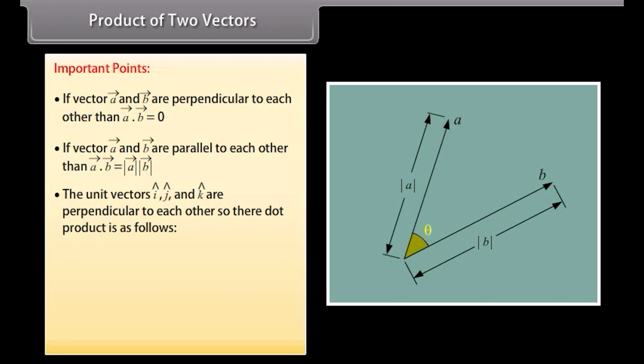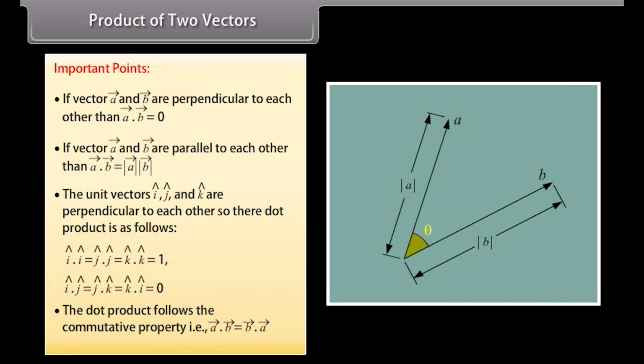as follows. Cap I dot cap I equals cap J dot cap J equals cap K dot cap K equals 1. Cap I dot cap J equals cap J dot cap K equals cap K dot cap I equals 0. The dot product follows the commutative property. That is, the dot product of vector A and B is equal to the dot product of vector B and A.